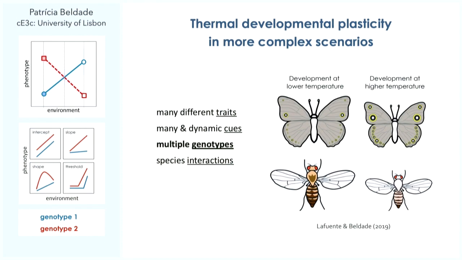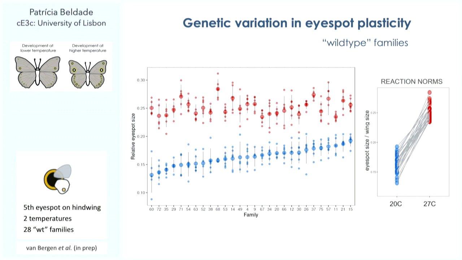So we started with the butterflies because it's our system of interest. What we see here is a bunch of different families from the same outbred stock of butterflies that we have. The eggs of these families were split into temperatures. Out came the adults after a long wait, and then we measured their phenotype. In particular, this one, the eye spot that Antonia also referred to, is present in all species, and it's also the one we typically use to measure plasticity.